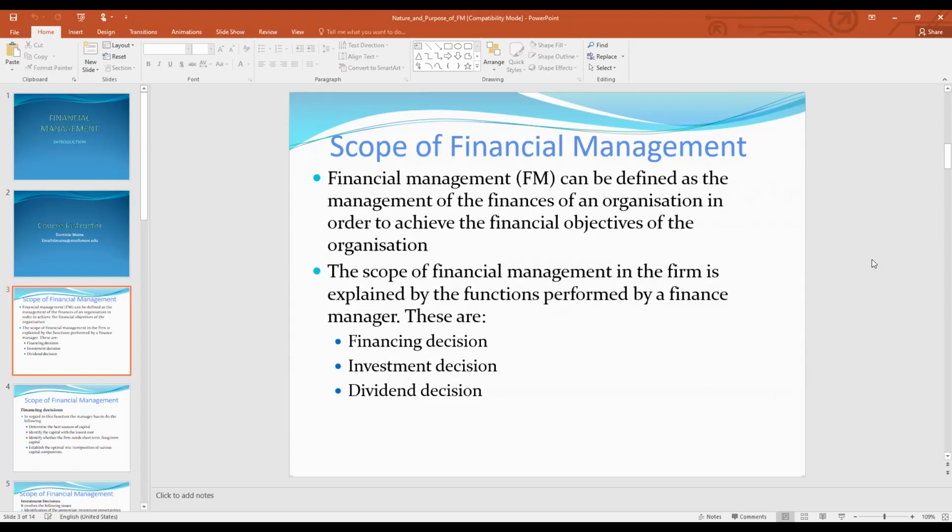Should you use long-term or short-term financing? Should you use overdraft finance to meet this company need, or should you use a bond issue? That should be a financing decision.